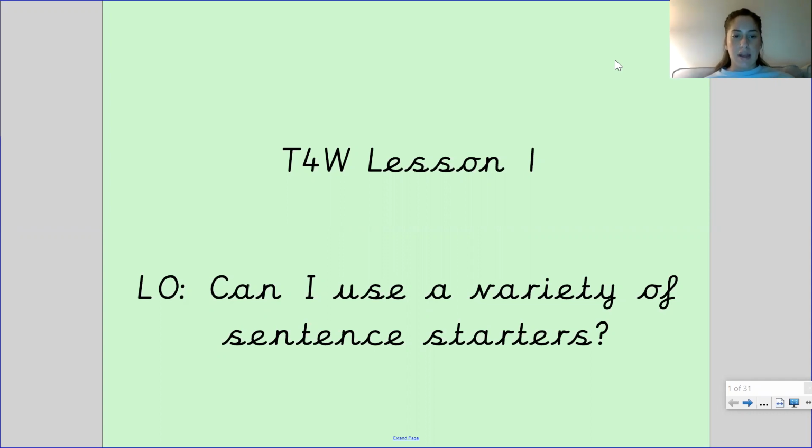Your learning objective today is, can I use a variety of sentence starters? One of your challenges last week, when writing a paragraph to describe what the object looked like, was to start each sentence in a different way. We gave you examples in that lesson, but in this lesson, we're going to look very carefully at different ways of starting a sentence, which should help you become more creative. It also makes it nicer for the reader, because it sounds less repetitive.